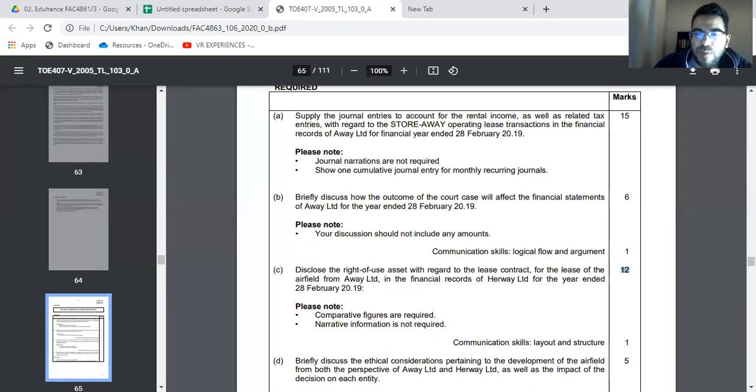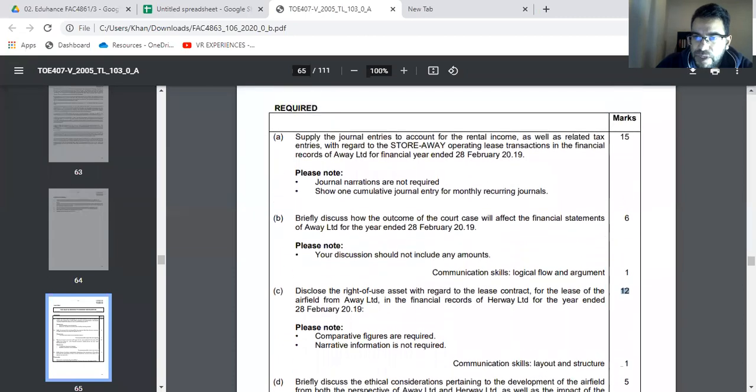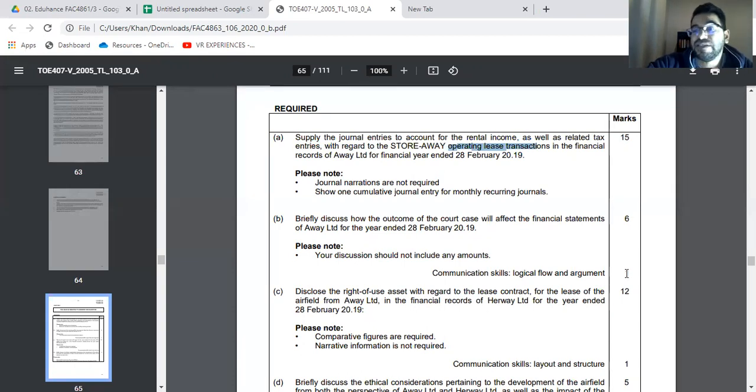Okay, so this is somewhat a past paper because it's 40 marks. As you can see, out of the 40 marks, 13 marks is for right of use asset. 15 marks is for rental income, which is operating lease. They're telling operating lease. So 15 plus 13 is 28 marks out of 40 is leases.